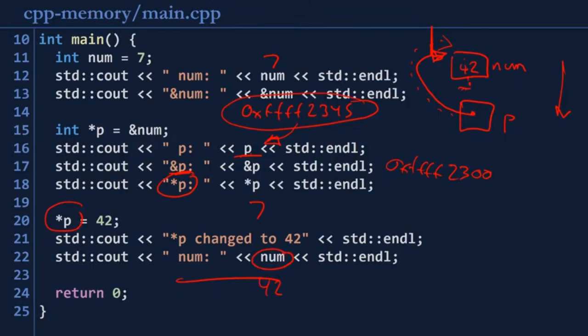So the output we expect to see is the number 7, which is the original value of num, a high memory address again, a high memory address that's slightly closer to 0, the dereference value of p, which is 7, the fact that the dereference value changed to 42, and then we expect to see 42 printed out. Let's run this program and see exactly what happens.